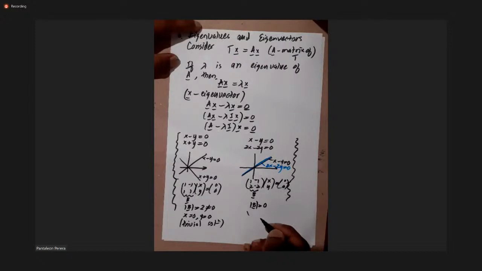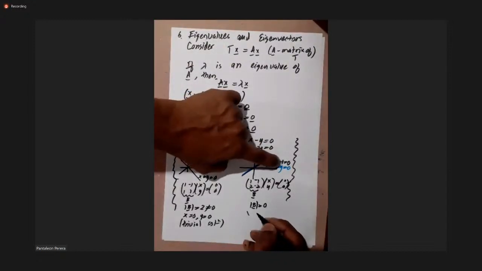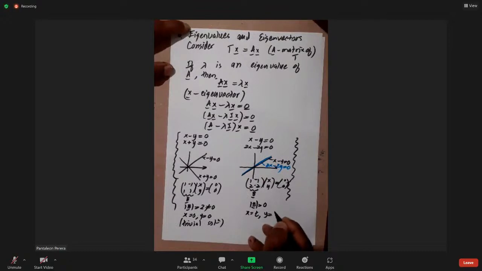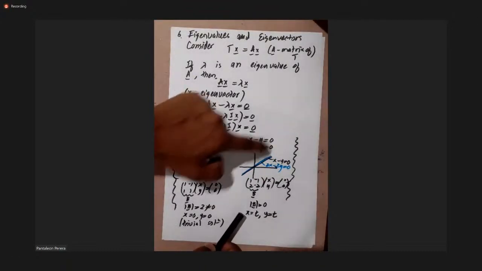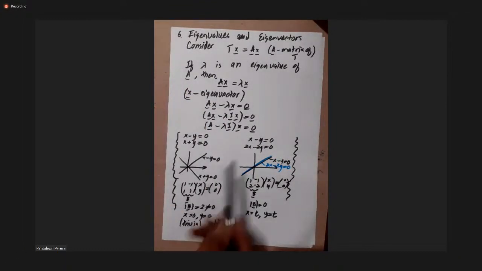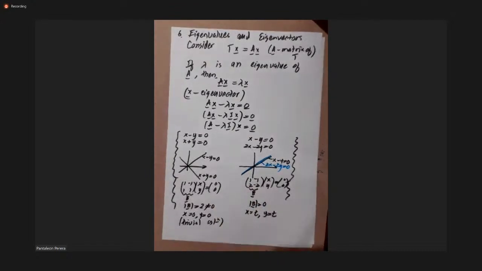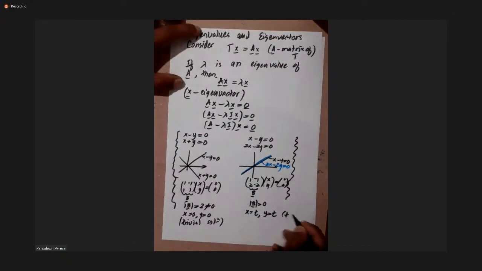Here, x is not equal to 0. If you take x is equal to t, y is equal to t. That means you have non-zero solutions. Even though the right-hand side is 0, you have non-zero solutions. Look, x is 2, y is 2. x is 3, y is 3. All are solutions. Therefore, t is a parameter, t is a real number. So there are infinite solutions.